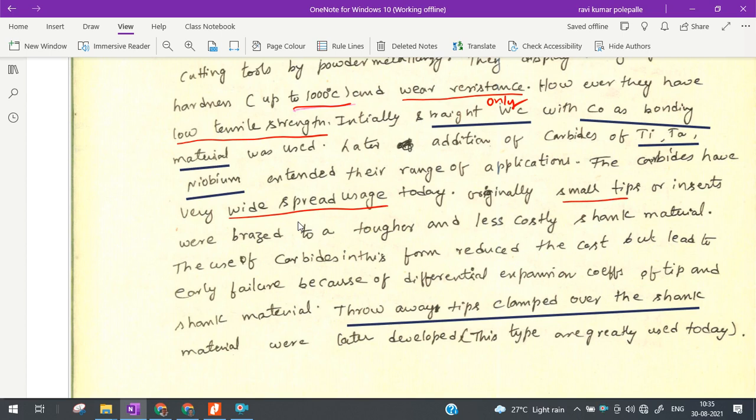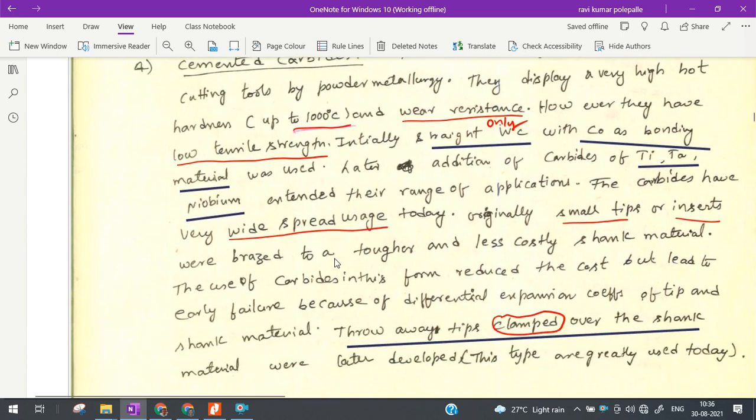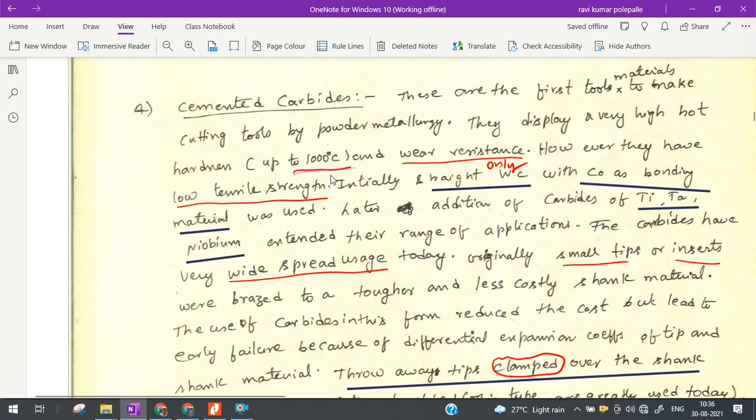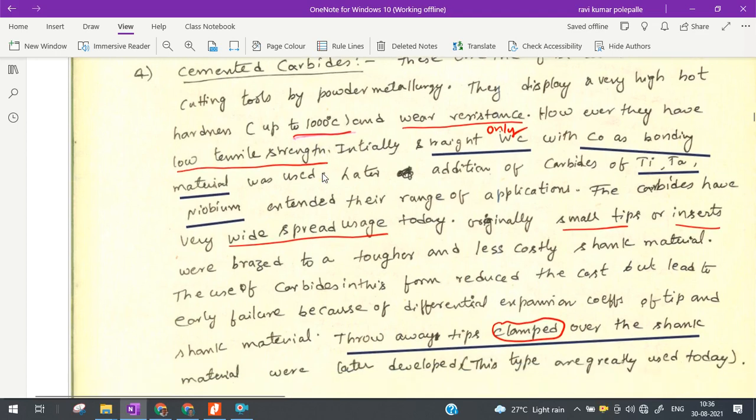Small tips or inserts are the shapes which are made, and in the beginning days they were brazed to a tougher, less costly shank material, but these days they are being clamped. So that is how these cemented carbides are used. Cemented carbides have the advantage of being used at very high speeds, so that even when temperature reaches 1000 degrees centigrade, they still retain their hardness and wear resistance.